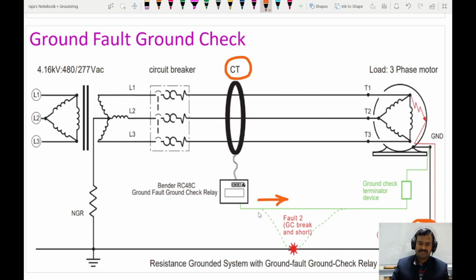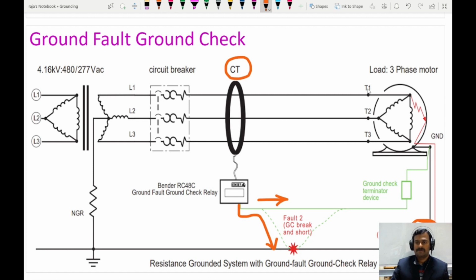And in case of a short circuit, the conductor from this device is shorted to the earth. This also will be detected, so that it will provide very less resistance here. Because of this low resistance for the signal which is given here, more current will be drawn from here, so that this also will be identified by this relay and this relay will give the respective signal.